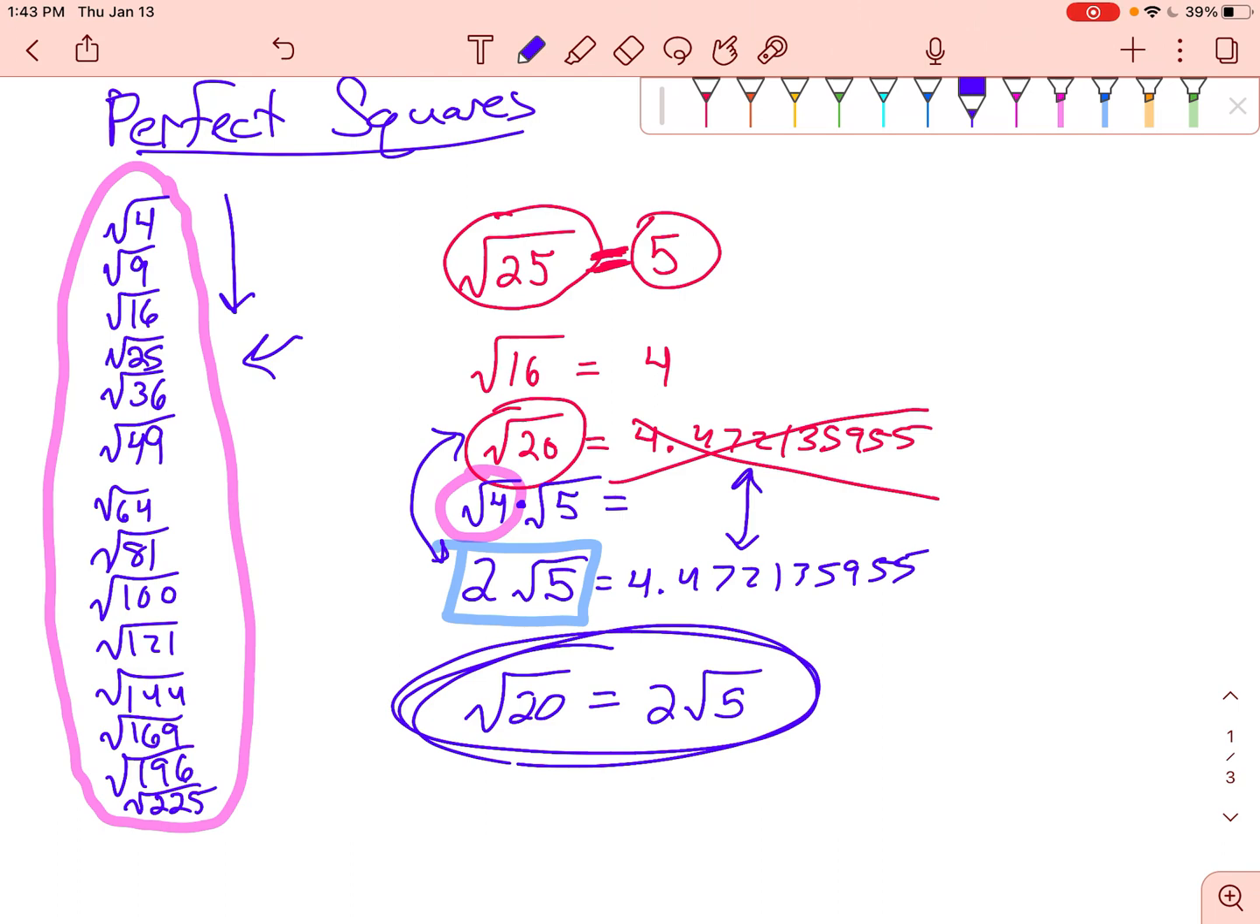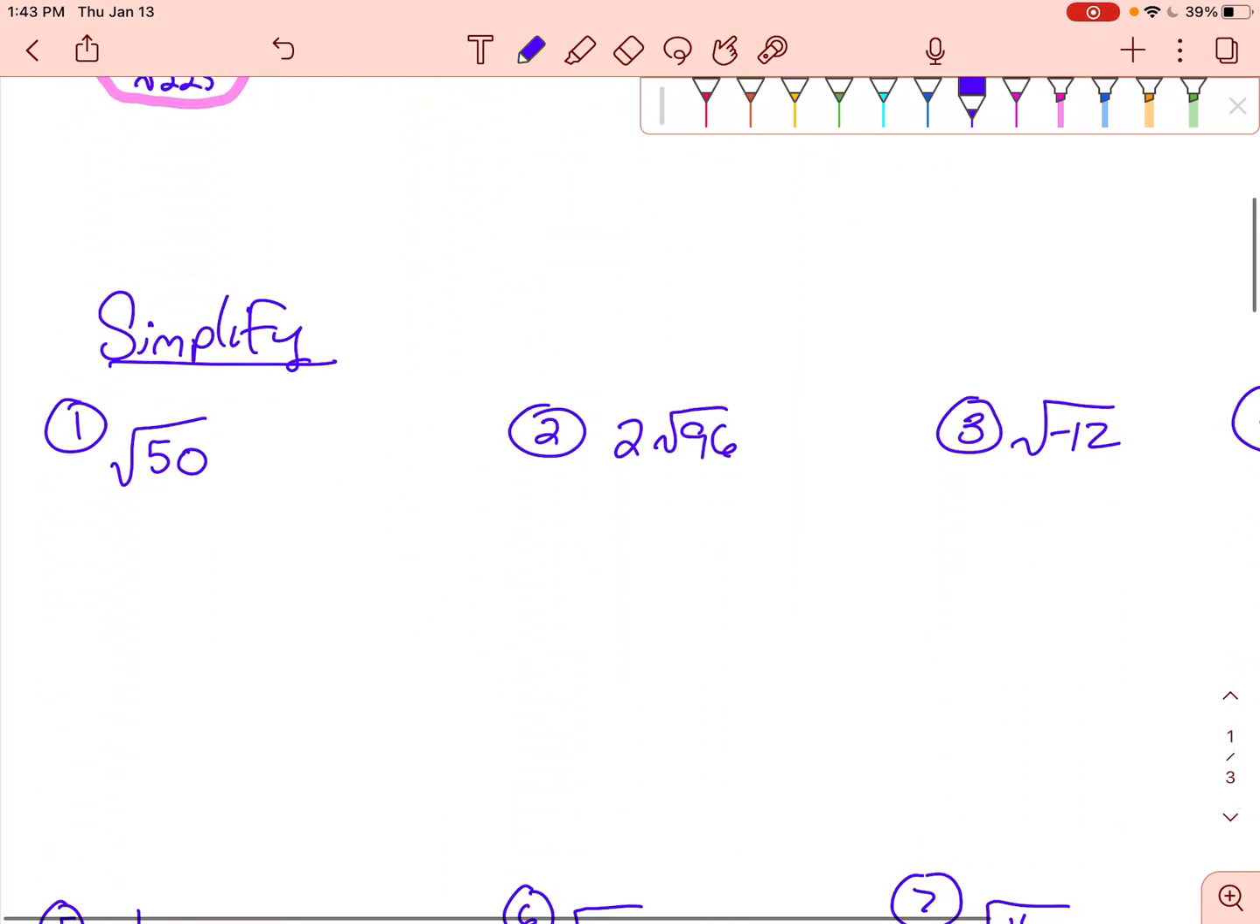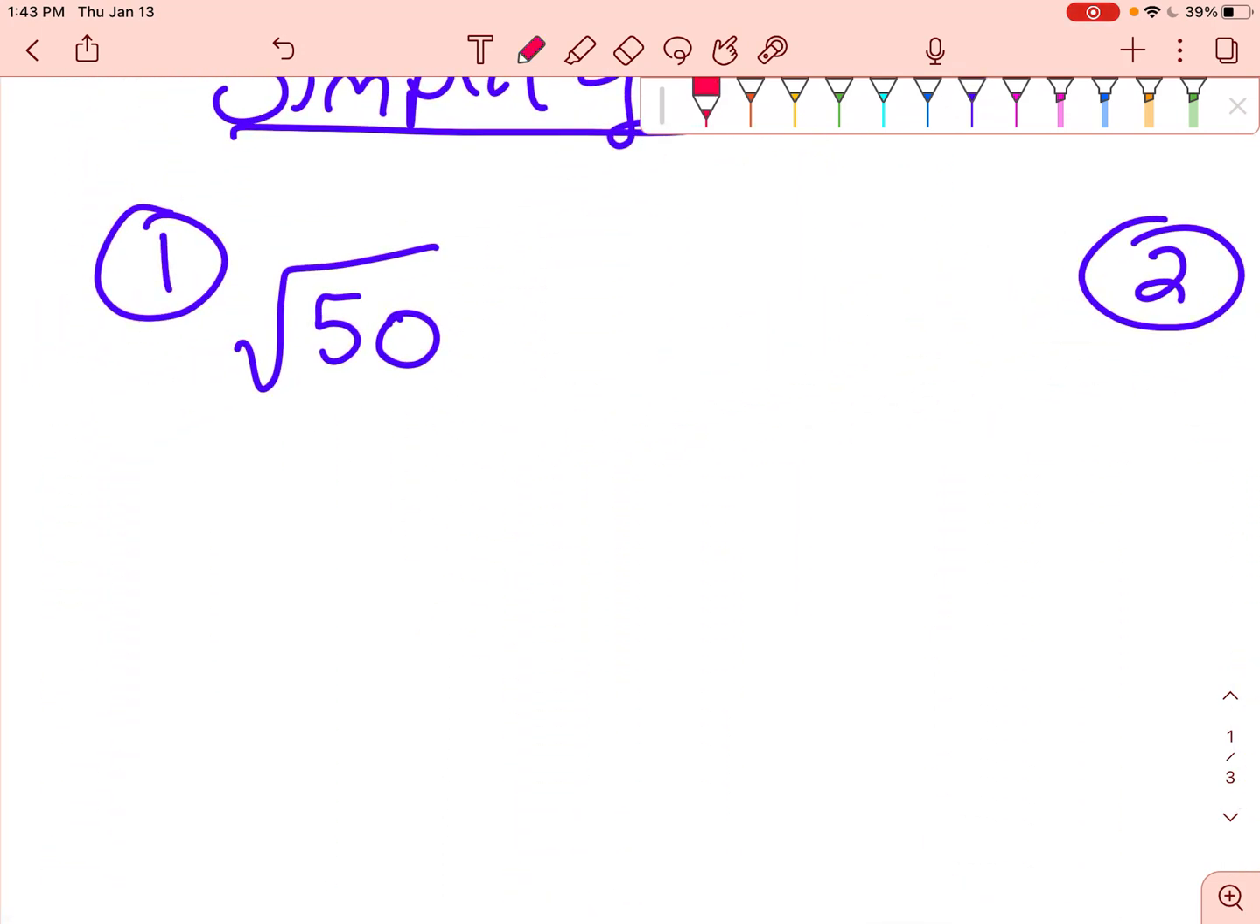Those are the same. So below, I'm going to practice some other problems with you, and I'm going to go a little fast because you guys can pause the video. Okay, so simplifying the square root of 50. Again, I'm looking for a perfect child in 50.